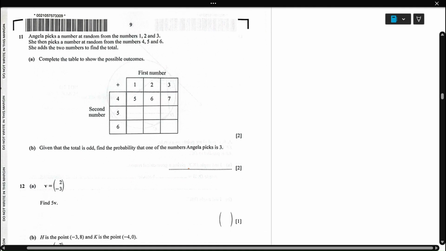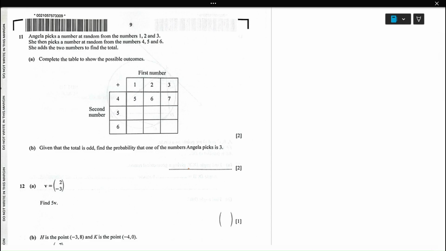Next, Angela picks a number at random from the numbers 1, 2, 3. Then she picks a number at random from 4, 5, 6. She adds her two numbers and finds the total. Complete the table. When we add up, 1 plus 5 is 6, 2 plus 5 is 7, 3 plus 5 is 8. Same way around 7, 2 plus 6 is 8, and 3 plus 6 is 9. So we fill the boxes.